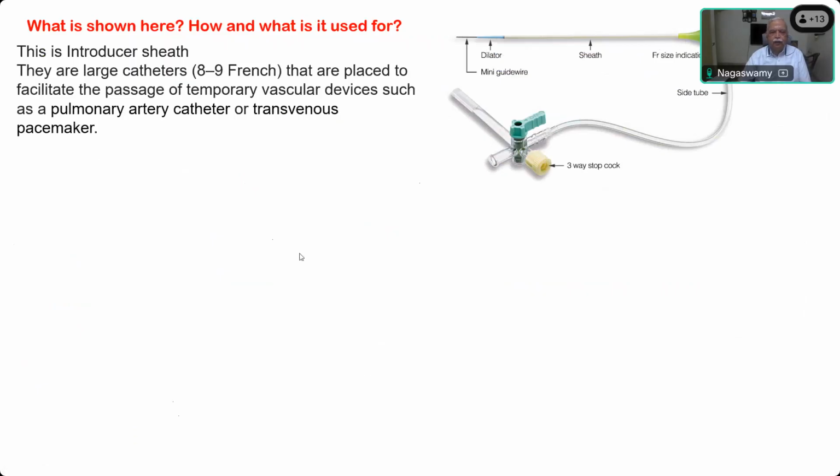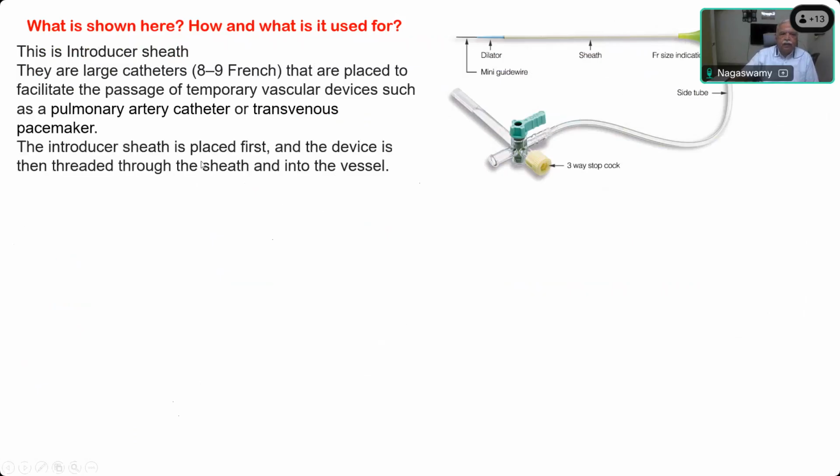If it is 9 French, what is the standard wire gauge relationship? How many millimeters outer diameter? 3 sir, 3 millimeter. Okay, they are placed to facilitate the passage of temporary vascular devices such as a PA catheter or transvenous pacemaker. So this is the introducer sheath. The introducer sheath is first placed and the device is then threaded through the sheath and into the vessel.